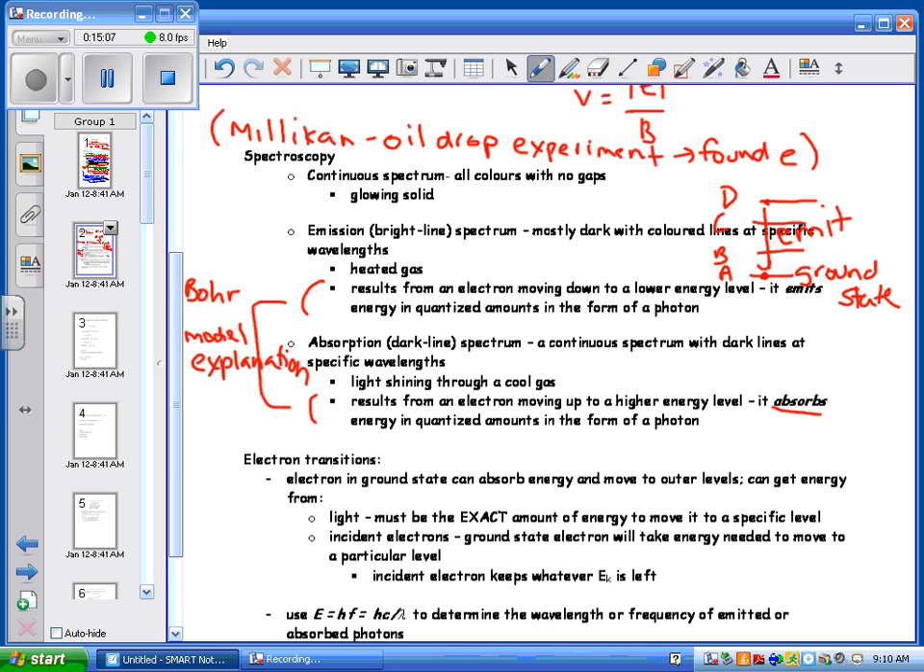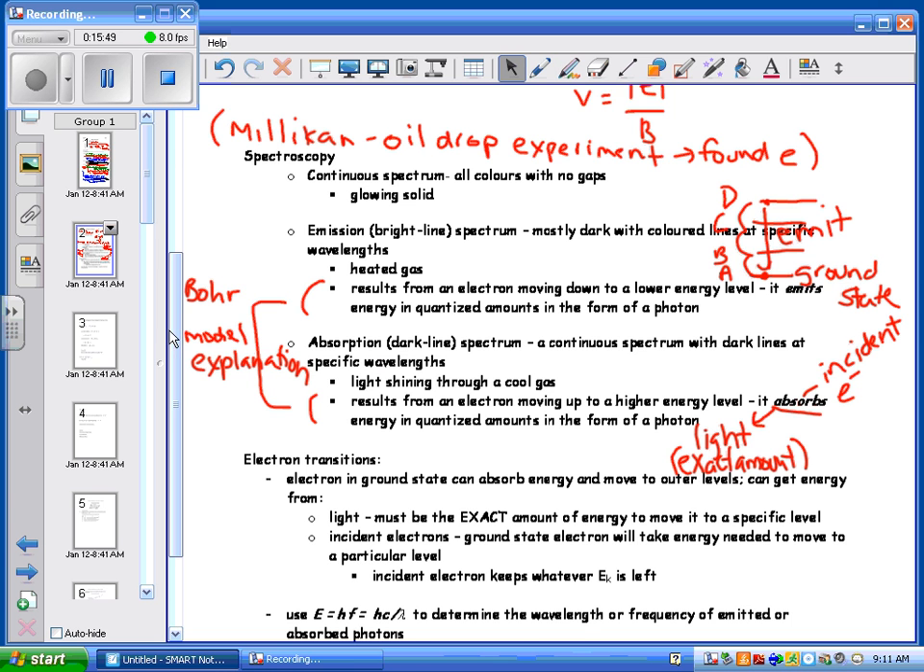It can absorb energy from either light, and in that case, it has to be the exact amount, or it can absorb it from an incident electron. And what that means is some sort of incident electron comes along, collides with the electron in the ground state, passes some of its energy to that electron in the ground state, which then allows that electron to move up energy levels, and then the incident electron carries away whatever energy is left over in the form of kinetic energy. And then that electron that's absorbed the energy to move up is eventually going to move back down again and emit energy.